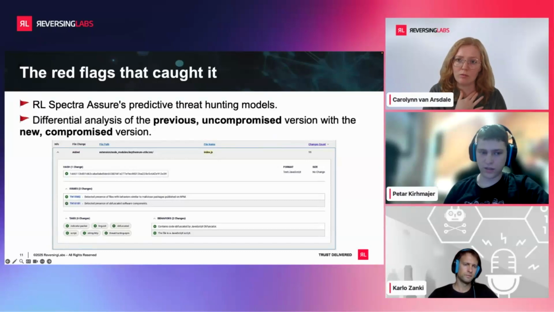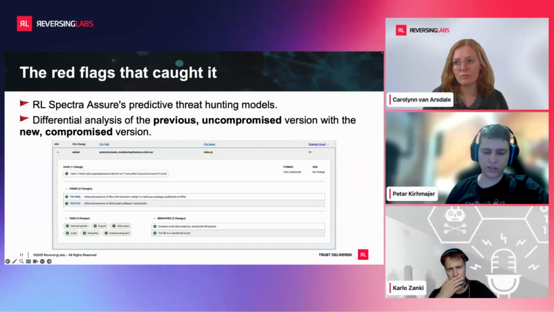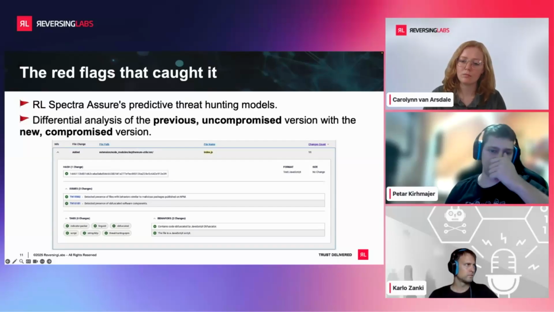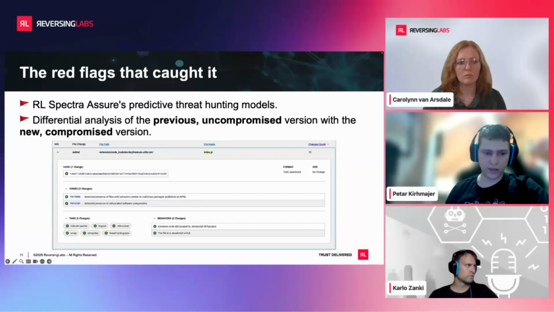The first red flag was ReversingLabs Spectre Assure predictive threat hunting models. Basically, it detected that this extension now has files with similar behaviors that were found in some NPM packages. That was the first red flag. And the second red flag was the differential analysis of the previous uncompromised version with the new compromised version, in which we detected the presence of files with obfuscated software components in this newer compromised version. Those were the two main flags that caught it.